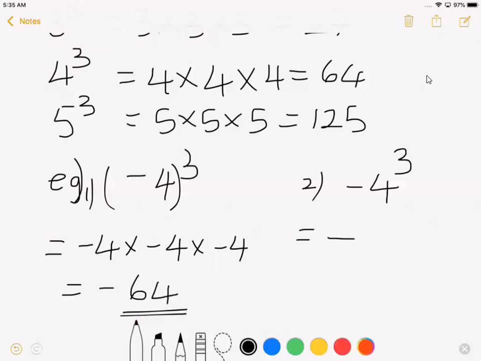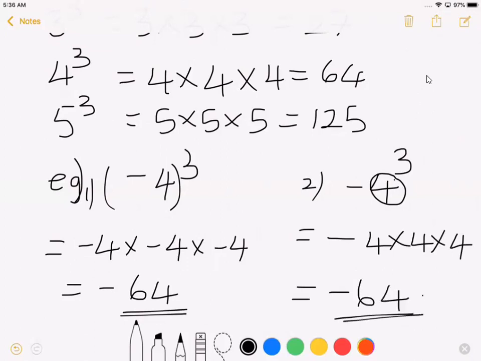Then 4 to the power of 3 is 4 times 4 times 4, which equals minus 64. Can you see, both bracket minus 4 cubed and minus 4 to the power of 3 give you a negative. Check this, we are going to use it later when we are doing the cube root.